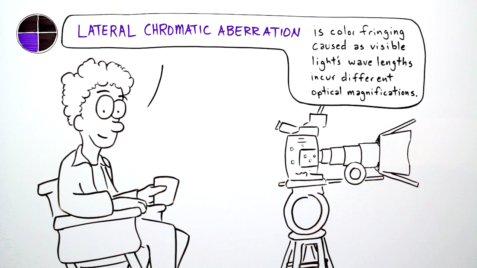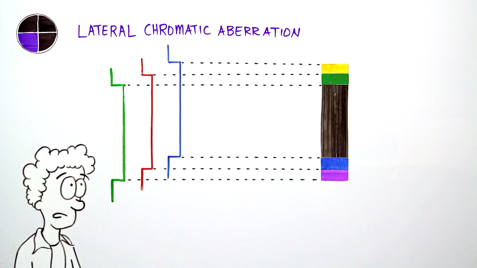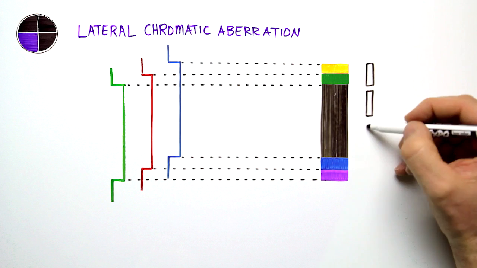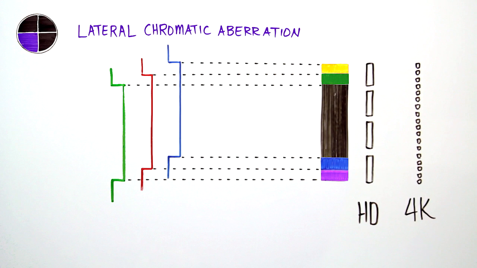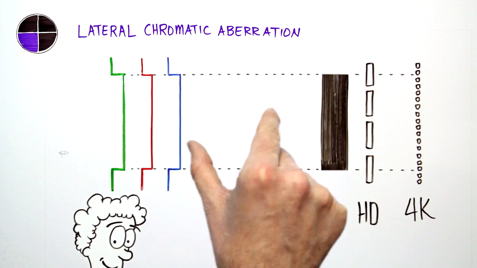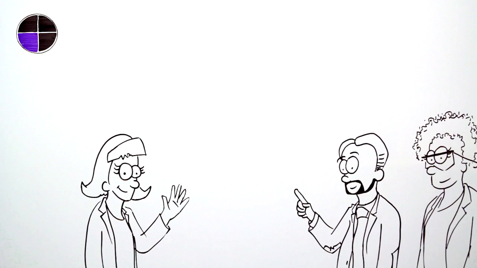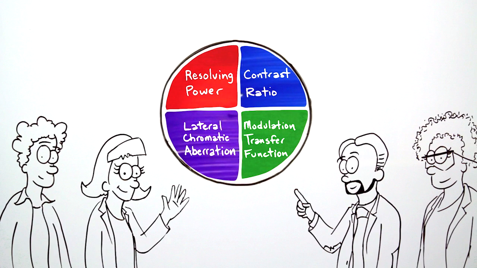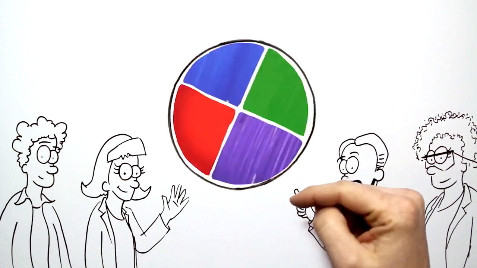The last benchmark is lateral chromatic aberration, or color fringing, caused as visible light's wavelengths incur different optical magnifications. It's the nemesis of a gorgeous image. 4K sensors make this color fringing more visible, so Canon uses highly advanced design technologies to bring the wavelengths back into line. Now, when you think about your lens, you'll understand the important parameters of 4K.